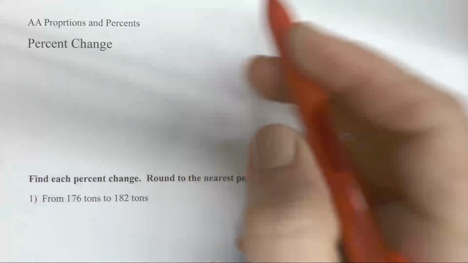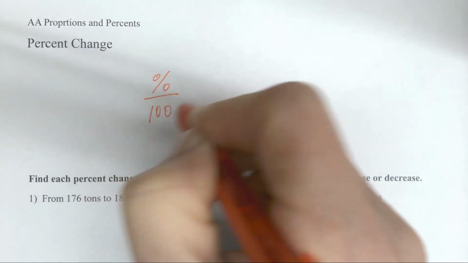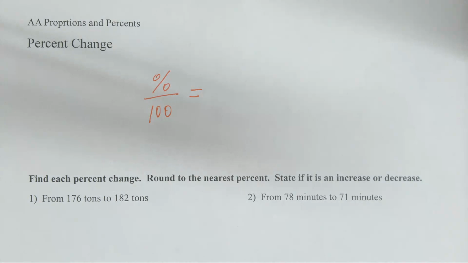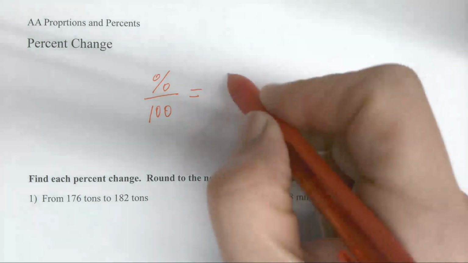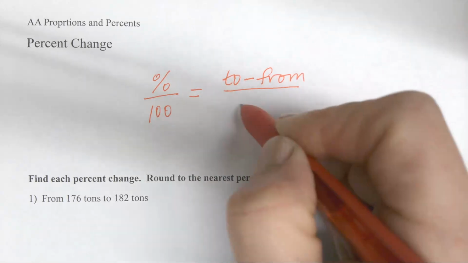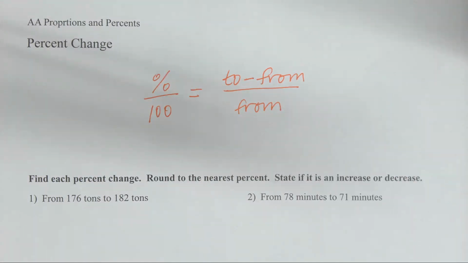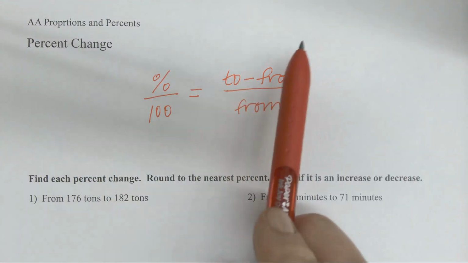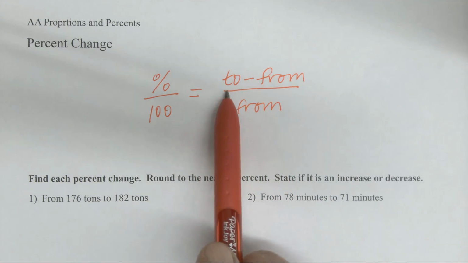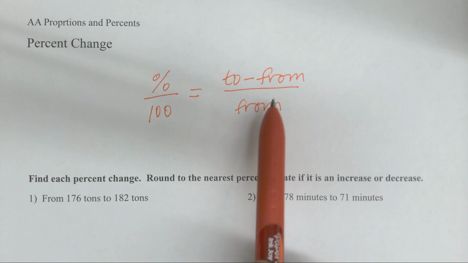Remember, the formula is, as usual, the percent goes over 100. That's the same as when we did percent problems. But the difference is this is a change. So it goes to minus from over from. That means the value that follows to, take away the value that follows from, divided by the value that follows from.